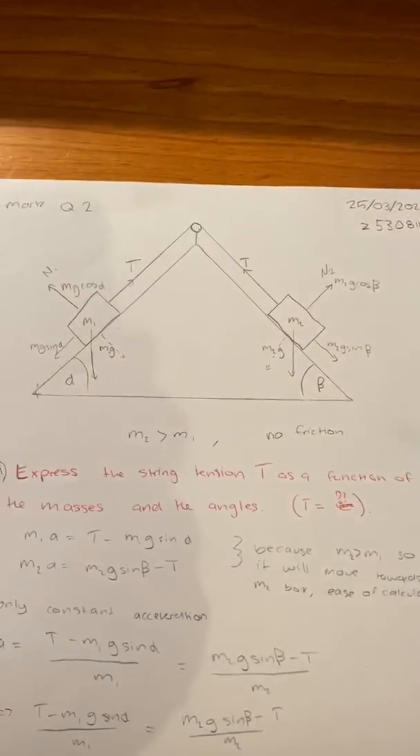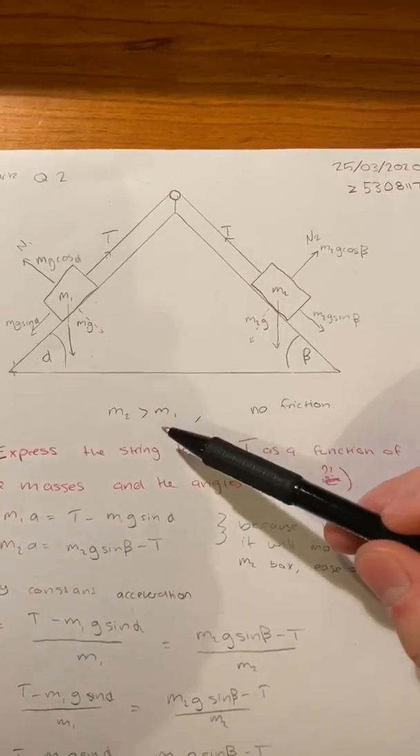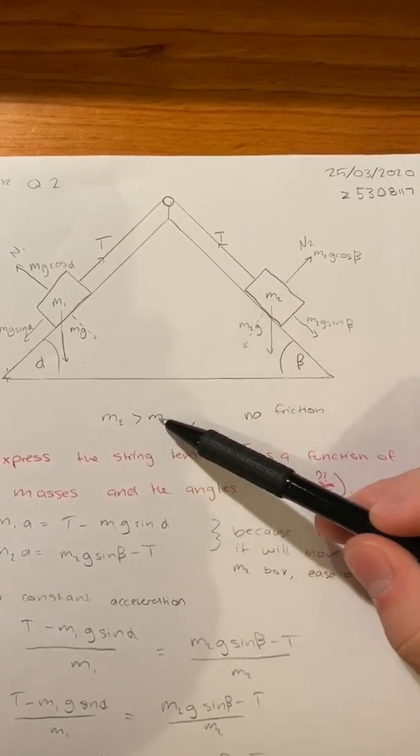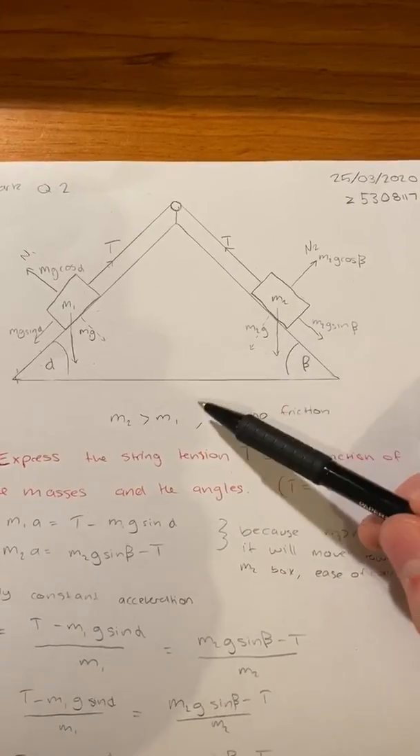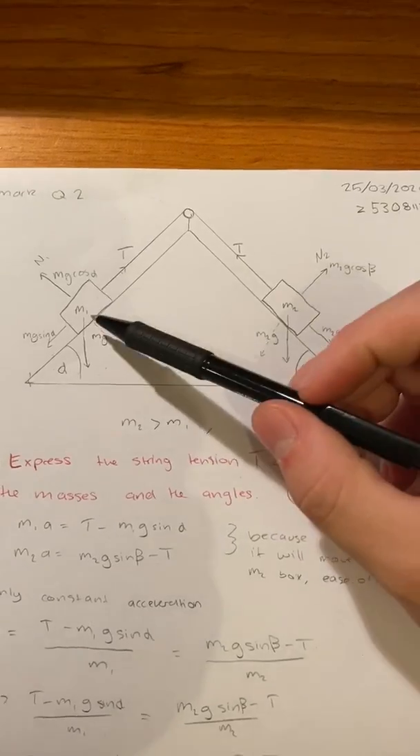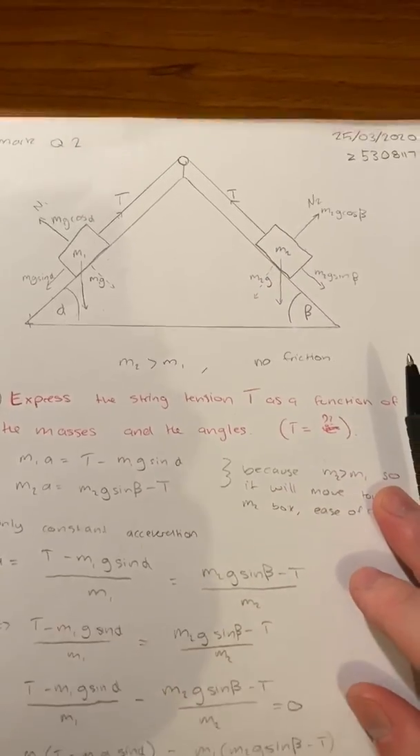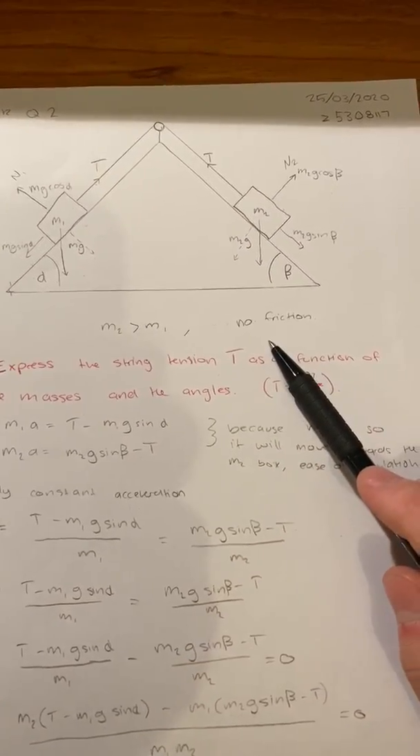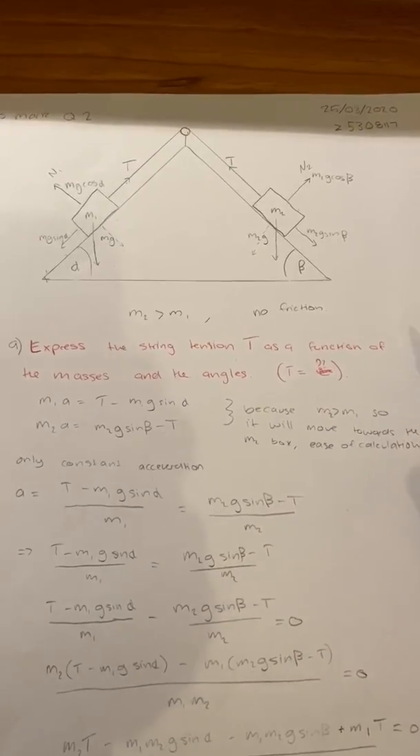The question also gives us information about mass 2 and mass 1. So mass 2 is larger, or weighs more, than mass 1, and there is no friction in this situation.